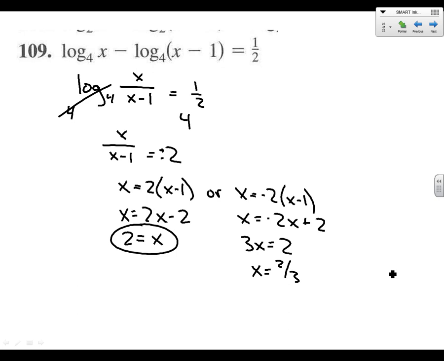2/3. And on 109, we're going to plug both of these back in and make sure that we don't have any extraneous solutions on this one. So we plug in the 2. All right. Let's look up here. 2, positive. 2 minus 1, still no problem. What about if we plugged in 2/3 on the bottom, though? 2/3 minus 1 is a negative number. Get it out of here. We can't have logs of negatives. So 109 we cannot do.